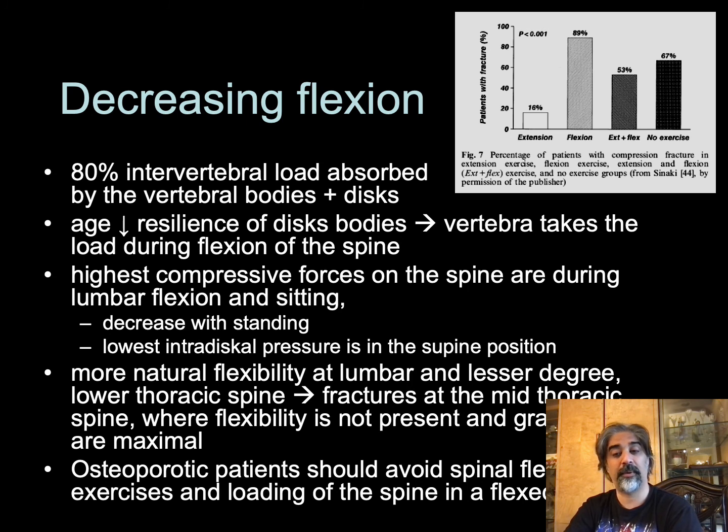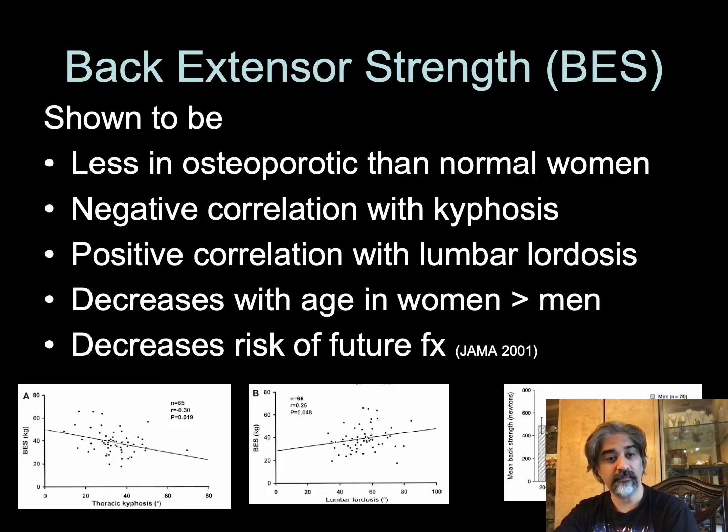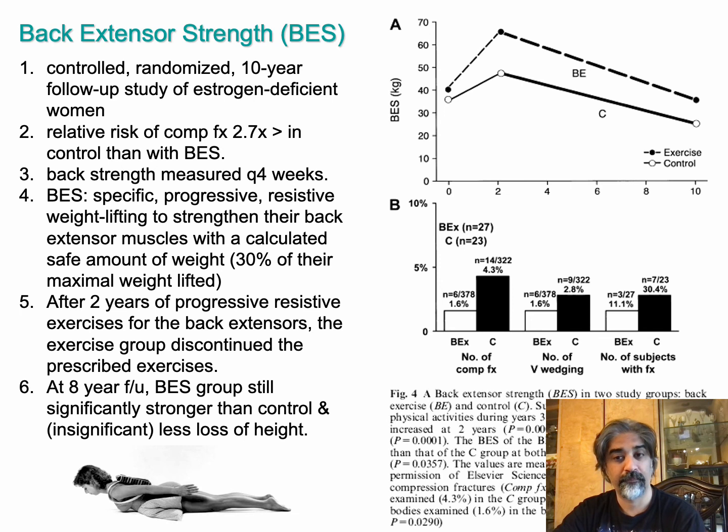And clearly, people with osteoporosis or a fragile skeleton should avoid spinal flexion exercises and loading of the spine in a flexed posture. So, back extensor strengthening, as I just talked about, has shown to be less osteoporotic than normal women. The mechanism by which it does this is not totally understood.